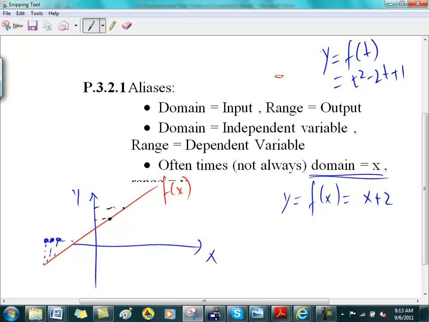It could be that value. It could be that value, and so on. So, this is range. Okay? And this is domain. All right? So, are we okay on this?